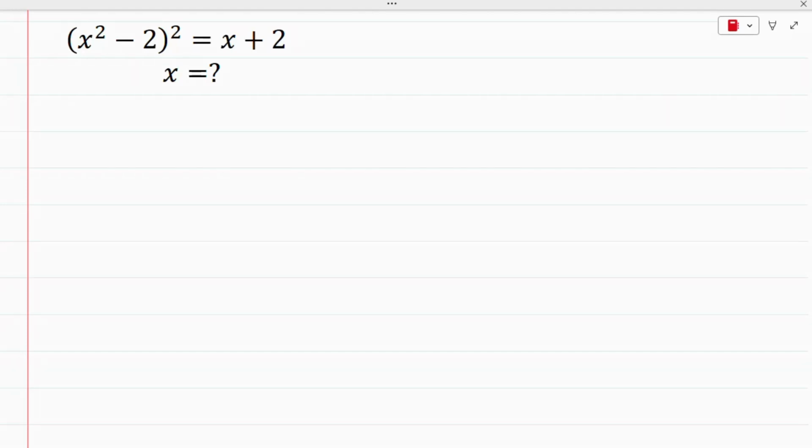Right here we have this nice algebra problem and we are to find the value of x. Alright, so the first thing we want to do is to simply apply this property to the left hand side of the equation that says (a minus b) all squared is equal to a squared minus 2ab plus b squared.